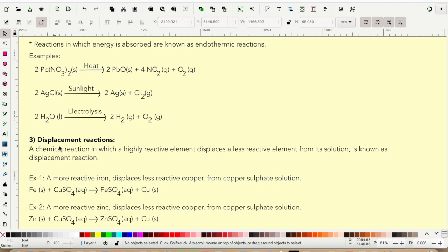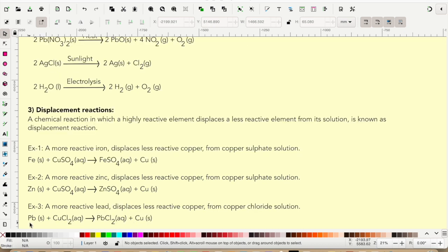Now we will talk about displacement reactions. A chemical reaction in which a highly reactive element displaces a less reactive element from its solution is known as a displacement reaction. For example, iron, which is more reactive than copper, displaces copper from copper sulfate solution. Similarly, zinc, which is more reactive than copper, displaces copper from copper sulfate solution. In the same way, lead, which is more reactive than copper, displaces copper from copper chloride solution.